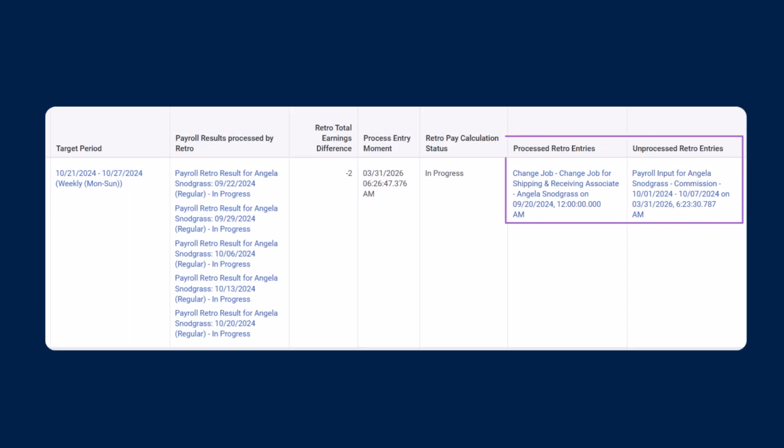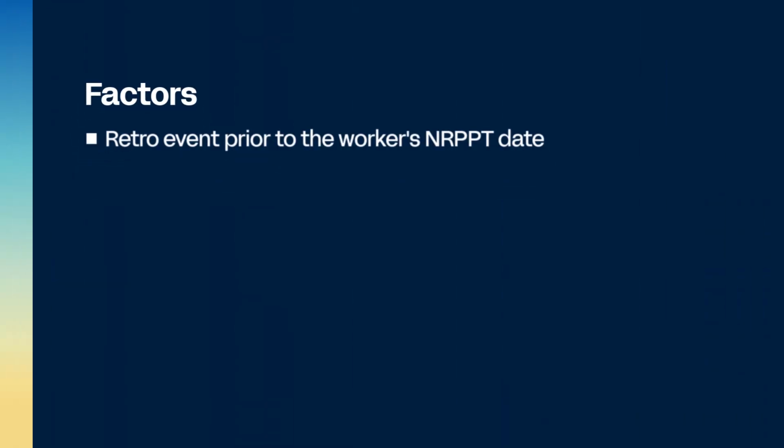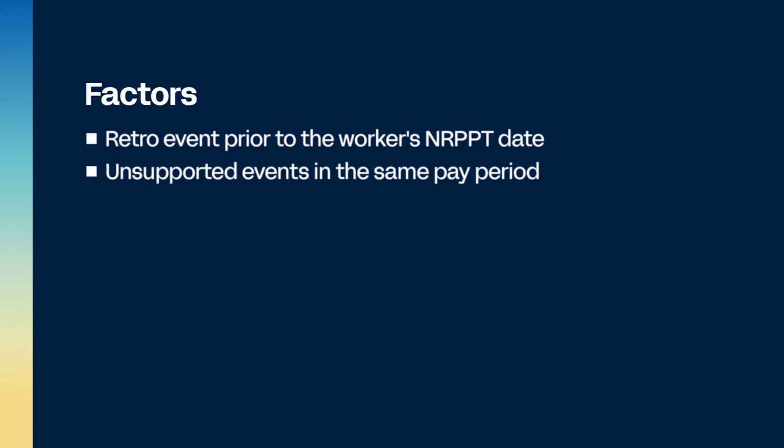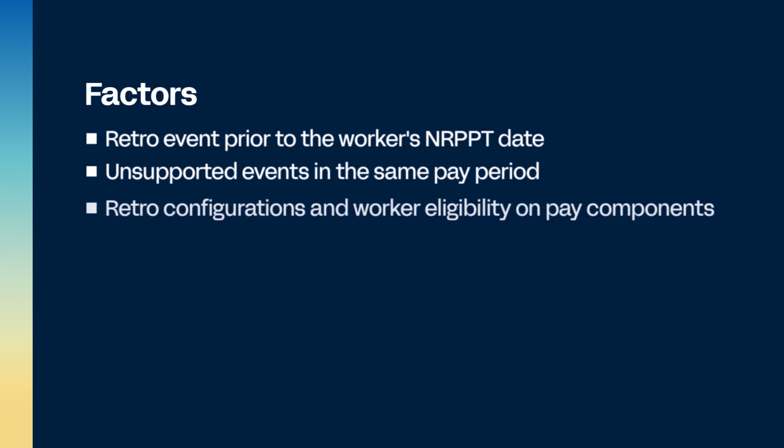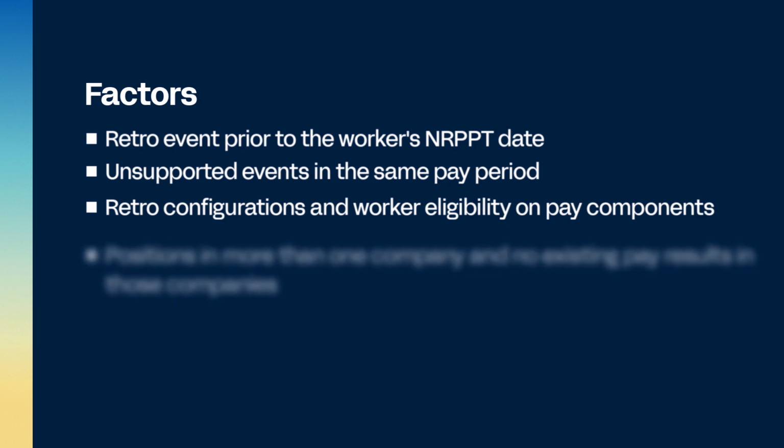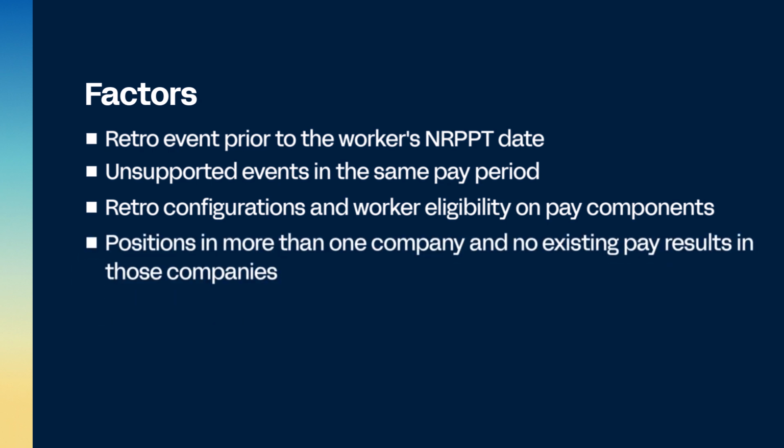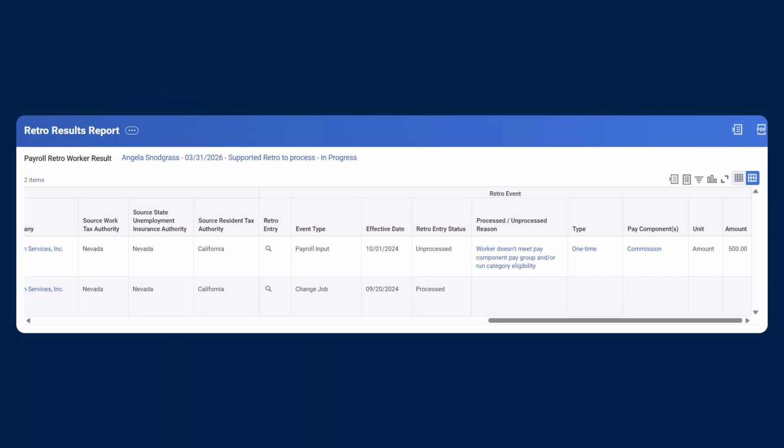Factors that can cause a supported retroactive transaction to have unprocessed results include a retro event prior to the worker's NRPPT date, unsupported events in the same pay period, retro configurations and worker eligibility on pay components, and having positions in more than one company with no existing pay results in those companies. When you run retro for workers with unprocessed events, Workday identifies those events as unprocessed in reports.